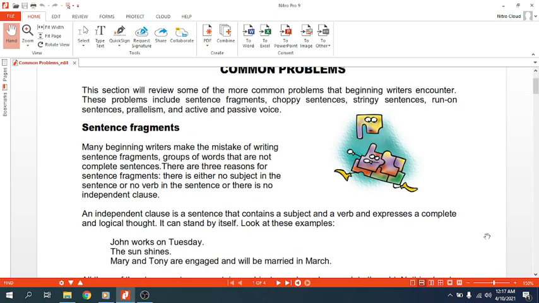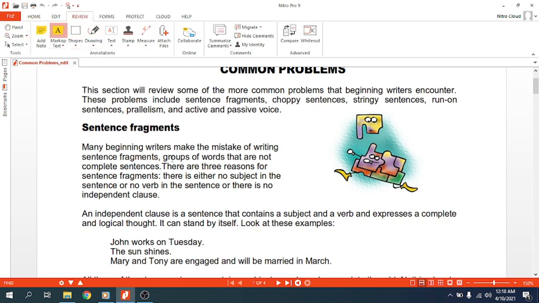Many beginning writers make the mistake of writing sentence fragments. So what are sentence fragments? When you read something and you don't really understand the word, do not ask right away. Keep reading, because sometimes the answer is in the next sentence, like this one. So what are sentence fragments? You can see it here. Sentence fragments are groups of words that are not complete sentences.